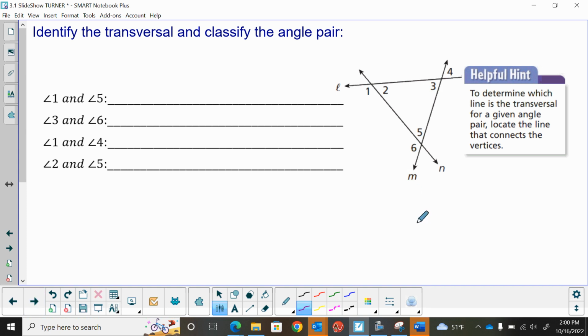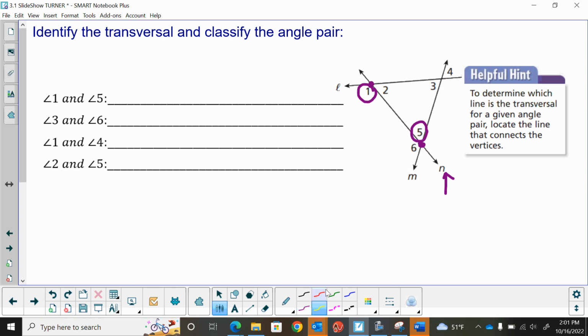Okay, so what does that mean? So we're looking at angle 1 and 5 to start. So we need to figure out what type of angles those are. So notice both of those angles are on line N. Okay, if you connect the 2 vertices, you have line N. Line N is also the line that's creating both of those intersections. So that's the transversal for 1 and 5.